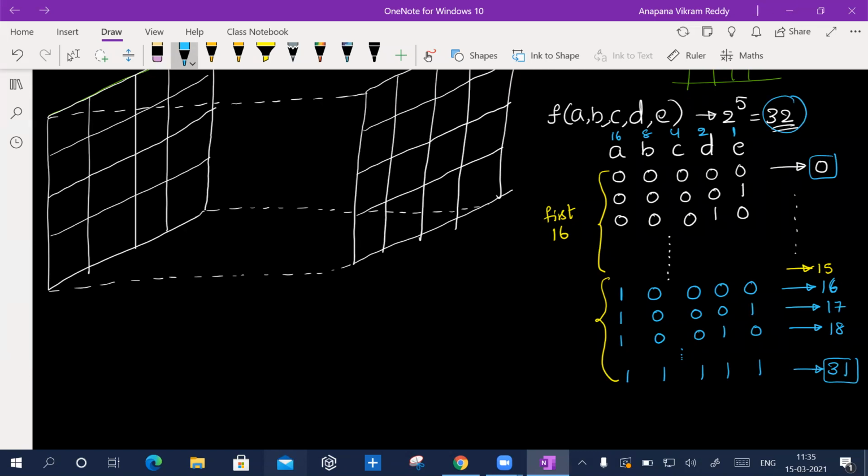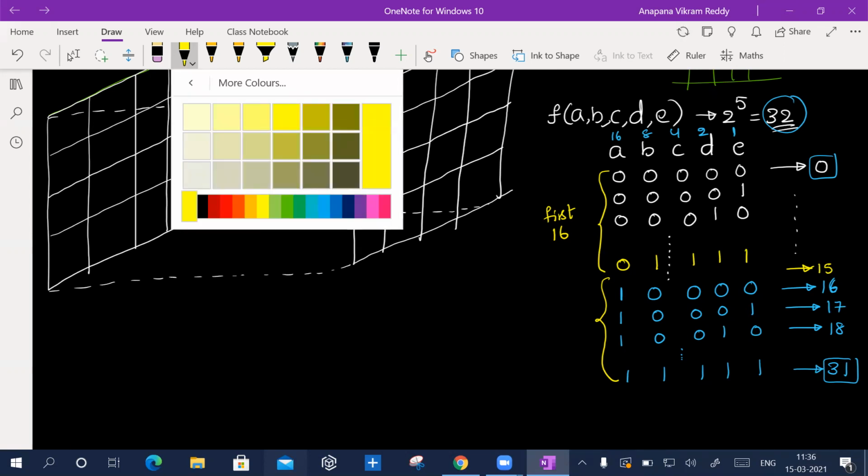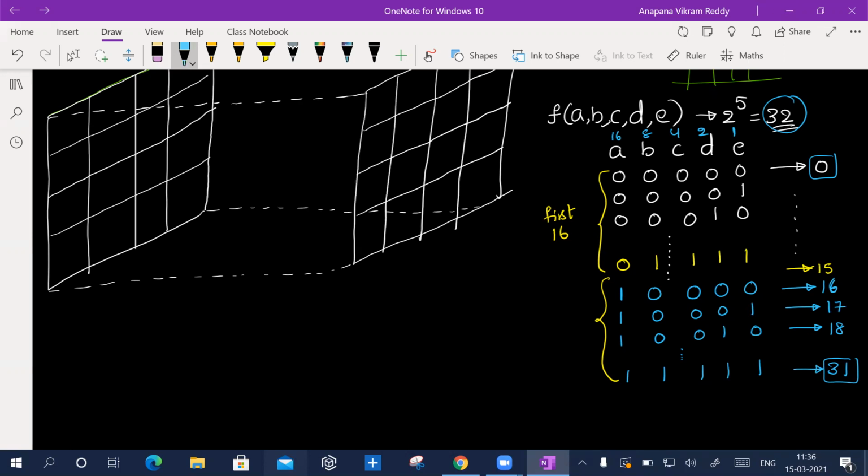For example, if I want to go for the 15th one, this is 0 and all ones: 8, 4, 2, 1. Now if I observe carefully, I have something here. Anyone? Sir, for all 4 we can write normally, and 16 zeros and 16 ones. Yeah, okay, that's fine.